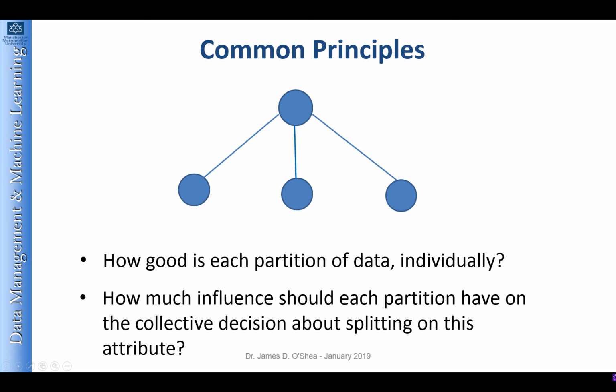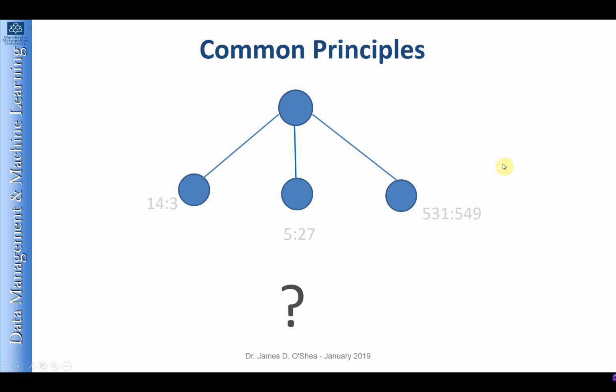Let's consider a distribution of data resulting from a split on a particular attribute. We've got two classes, and suppose we've got 14 of one class and 3 of the other class in here. That's quite a pure split. 5 of one and 27 of the other in here. That's quite a pure split. So each of these nodes looks very good as a result of splitting on that attribute. But if we look at the third node, we've got 531 of one and 549 of the other, almost equally balanced, and a large number of the cases that arrived at this node have arrived at this child node as a result of that split.